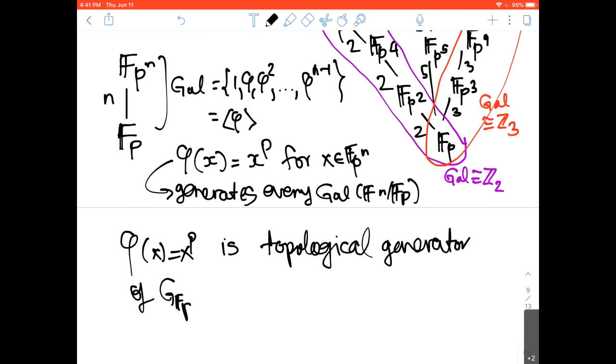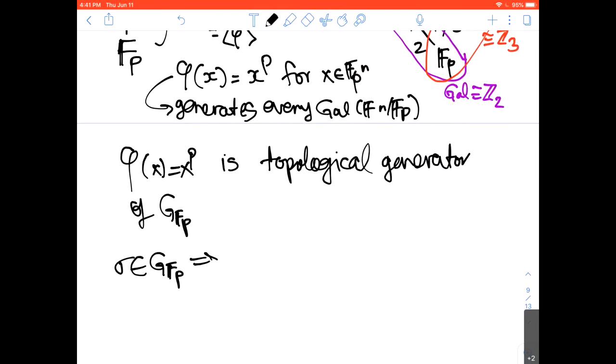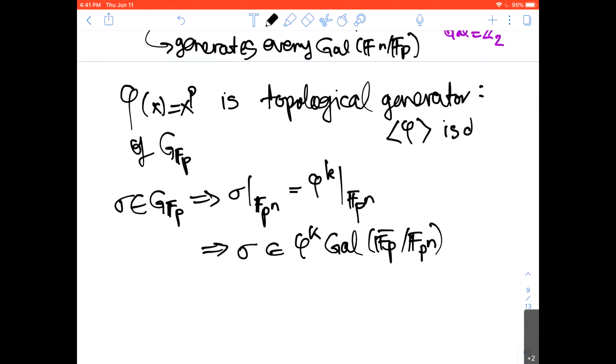Of the absolute Galois group of FP, because in every finite extension, this element, its powers generate everything. So every element, what this is saying is, if you give me an element in this group and you look at it on some finite field, it's going to look the same as some iterate of the pth power map. It's going to lie in the coset of some power of phi. So the subgroup generated by phi is dense in the absolute Galois group.